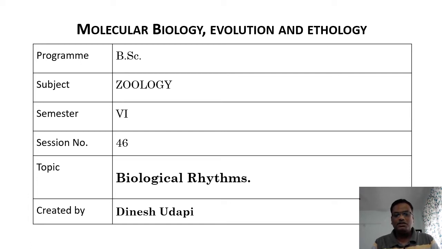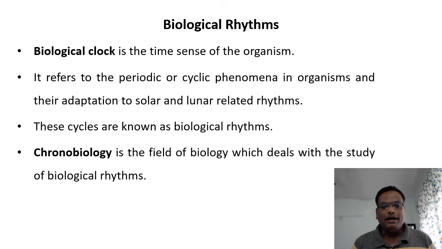This is section 46 of Molecular Biology, Evolution and Ethology paper, and we are studying the ethology part of the paper. In this session, we are going to study a little bit about biological rhythms, which are also called biological clock. What is biological clock? Biological clock is the time sense of the organism.